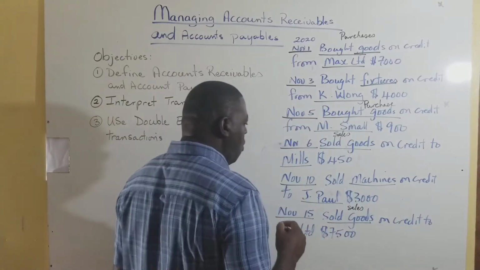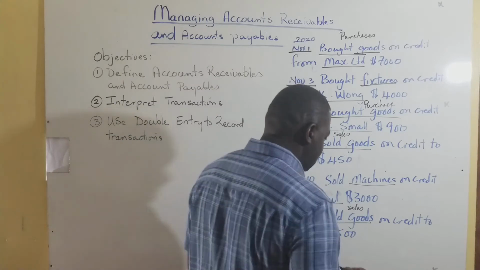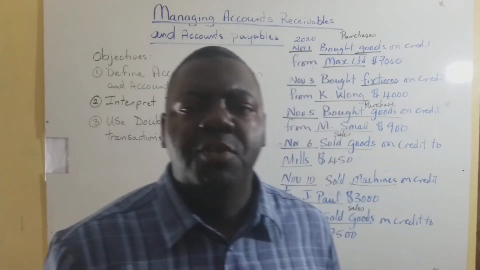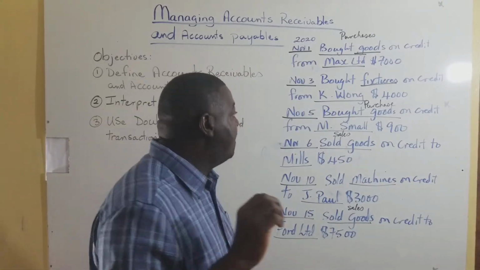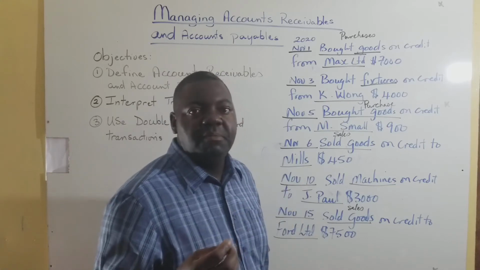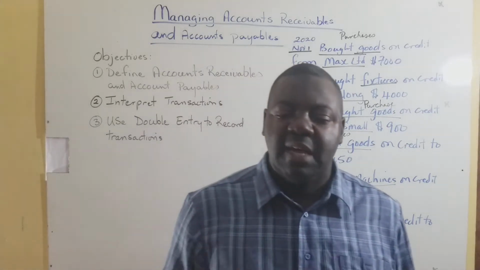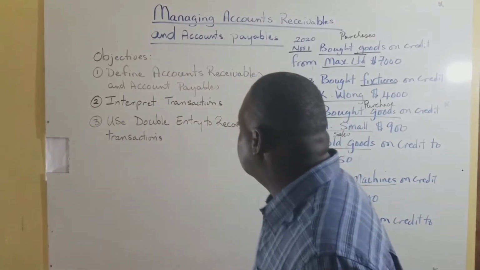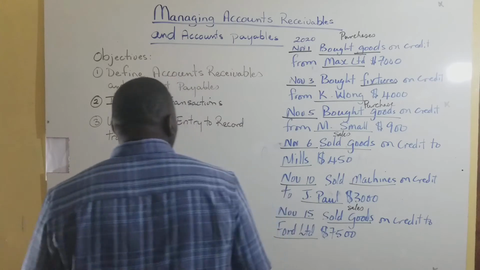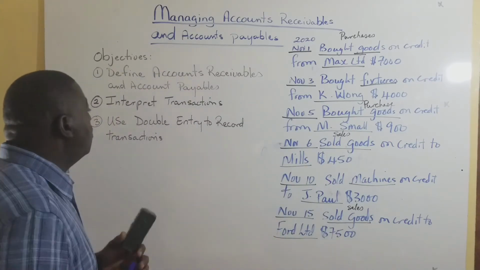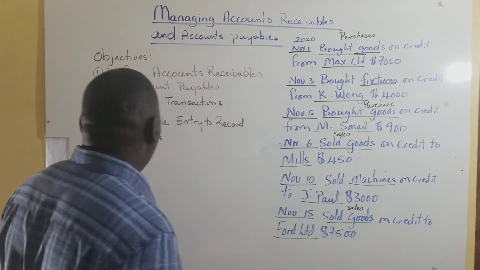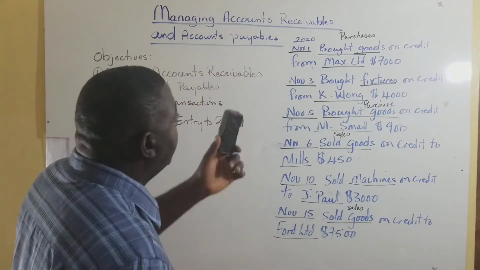And from whom are we selling it? Ford Limited. All right. So we have identified the individuals, we have identified the accounts affected in these receivables and accounts payable transactions. Our final objective is to use these transactions now to open the double entry. So let us proceed with number 1.